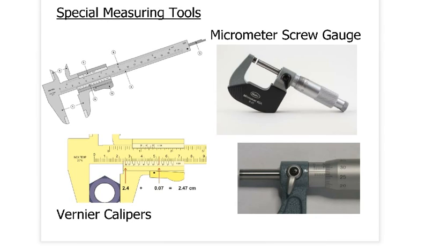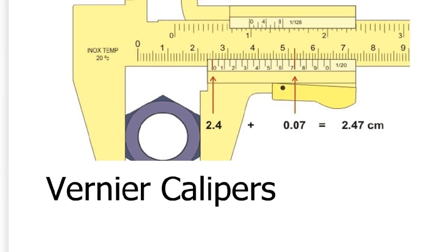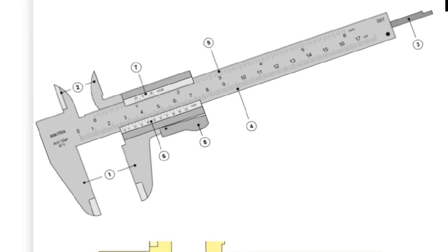Alright, so now I'd like to talk a little bit about some special measuring tools. These are designed for measuring very short distances, very small thicknesses. So this is a second way that you could measure, for example, the thickness of a piece of paper. This first one over here is called vernier calipers. So let me zoom in on that. Vernier calipers. It looks like this.